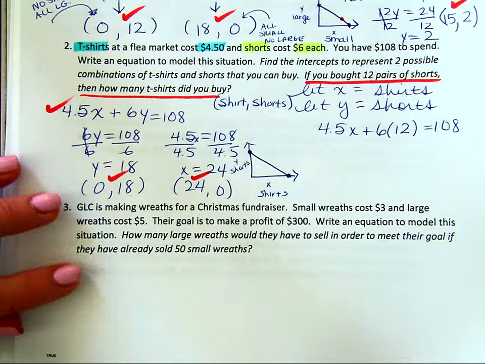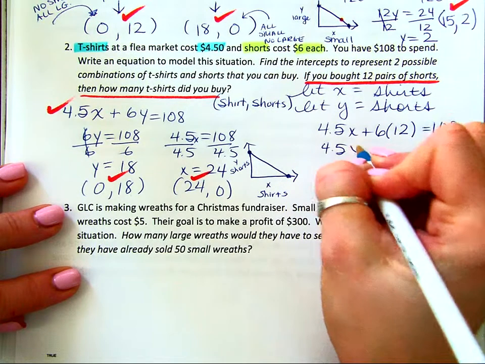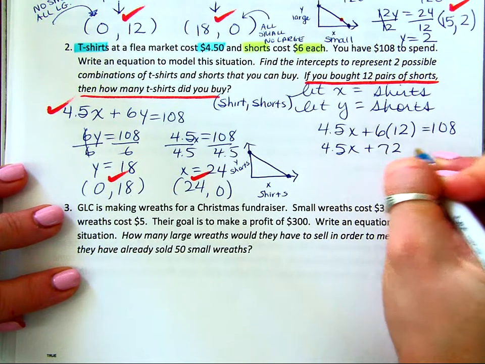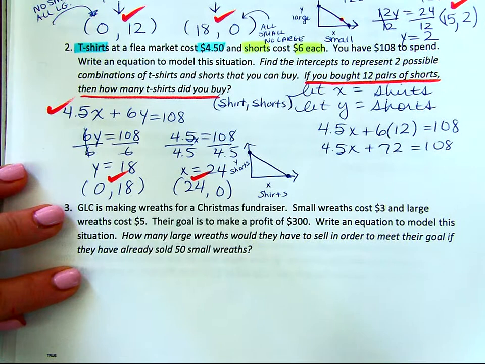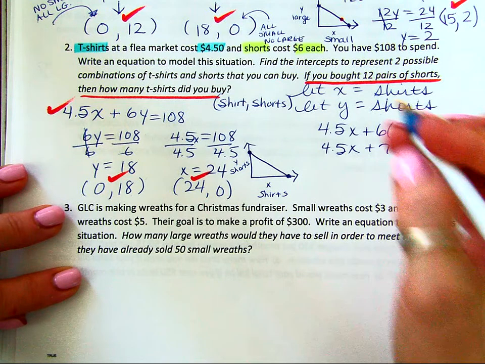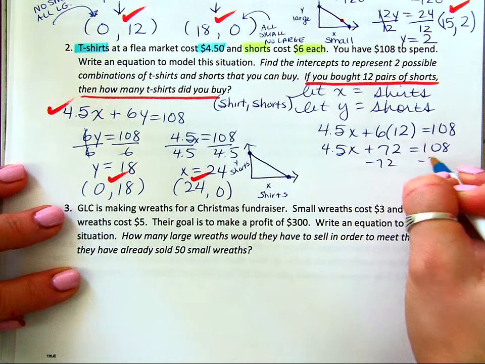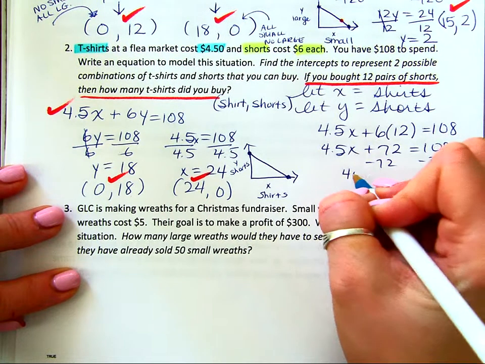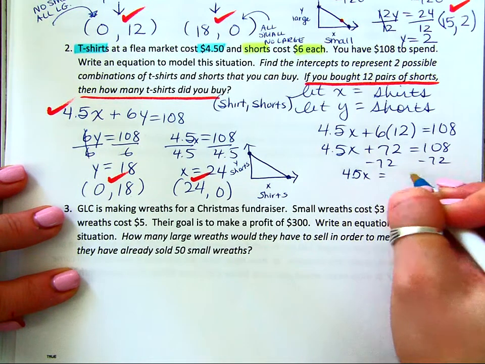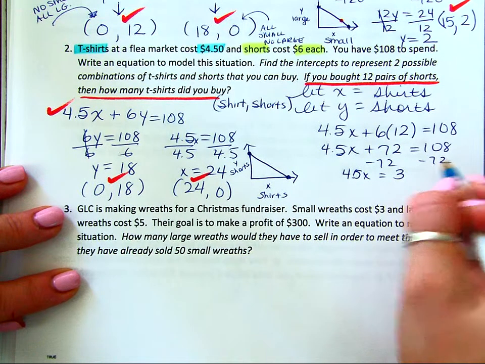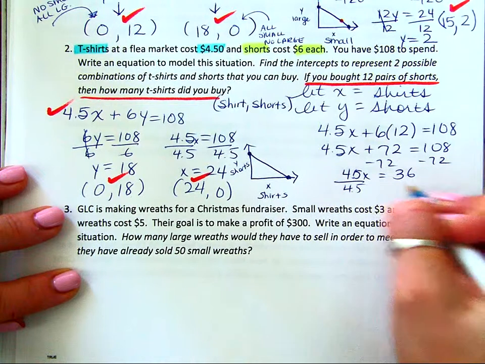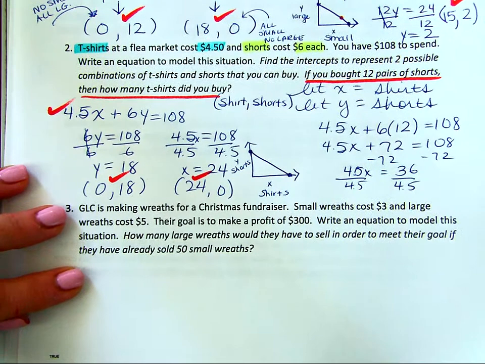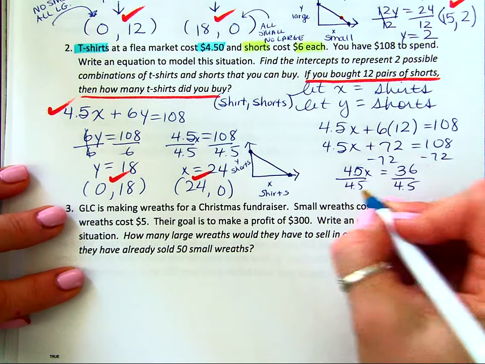4.5x plus 72 equals 108. Minus 72, or not 172. I can do that. 4.5x equals 36. 36 divided by 4.5 gives you 8. Okay, so close to being done.